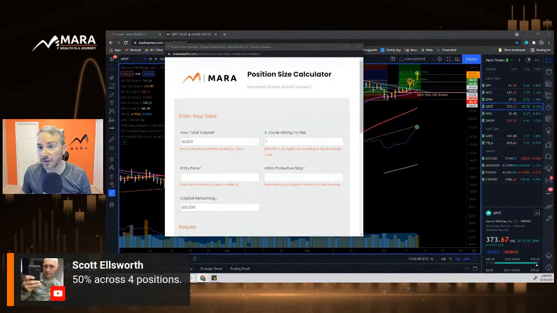Scott says that he likes to use 50% across 4 positions, and you could do that too. There's a few different ways to think about position sizing. You could definitely factor in percentage allocation across a certain number of positions too. We'll get into that. For right now, let's continue with this example.